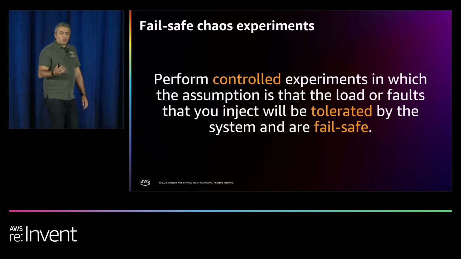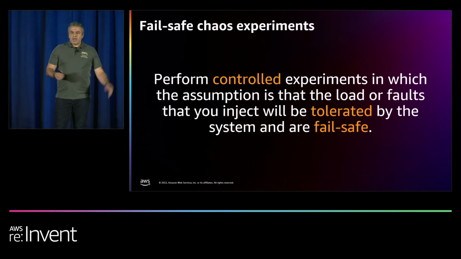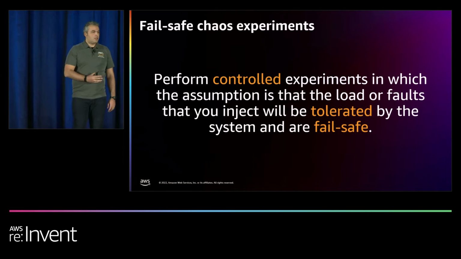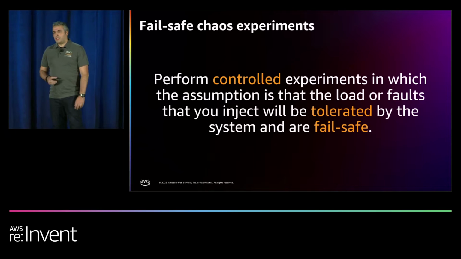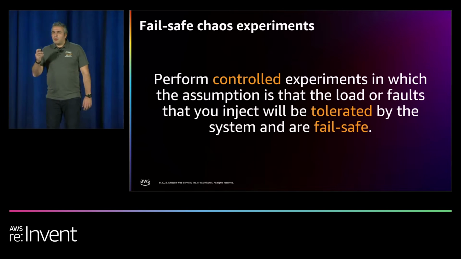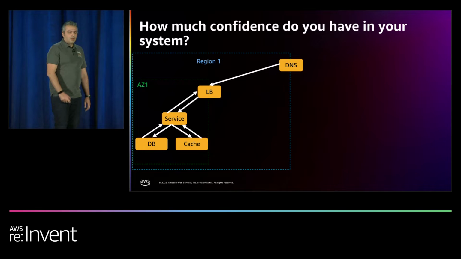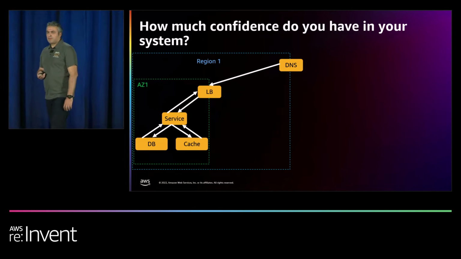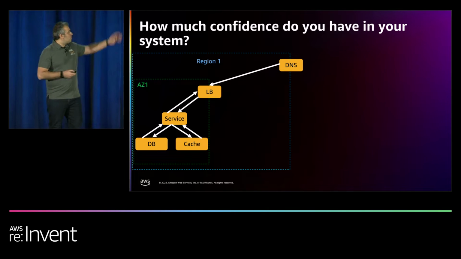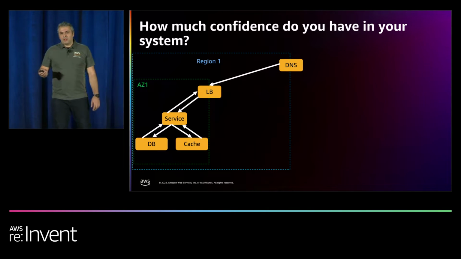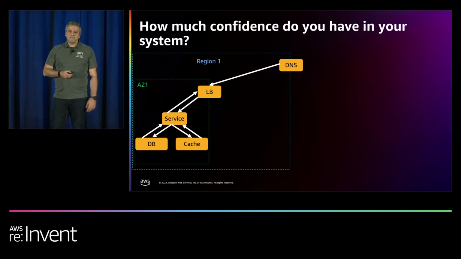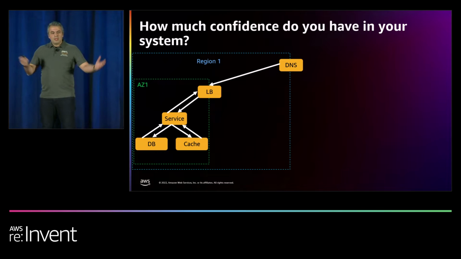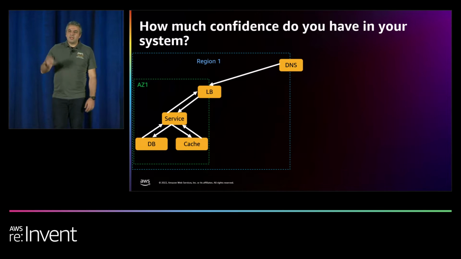And what we want to make sure is if we have an experiment, that by definition, that experiment should be tolerated by the system and should be fail-safe. Because what we want to understand is, is our system resilient to component failures? Many of you might have a similar architecture to what you see here on this slide. But when you're thinking about it, let's say you're using Redis on EC2 or ElastiCache.